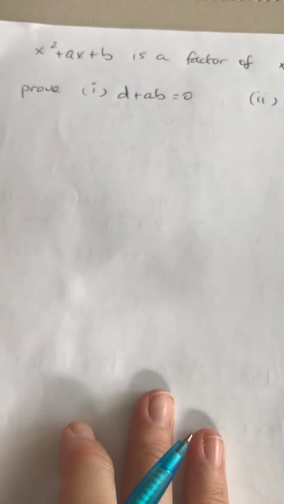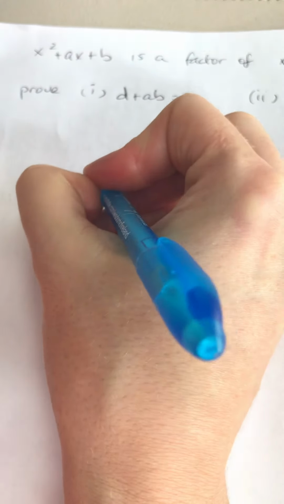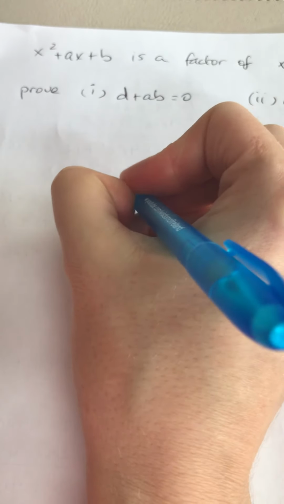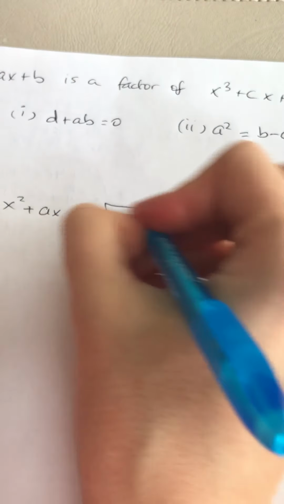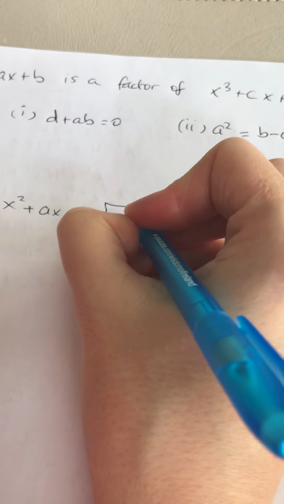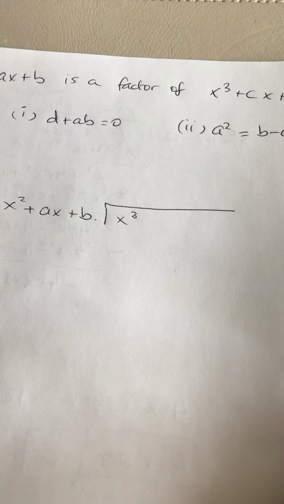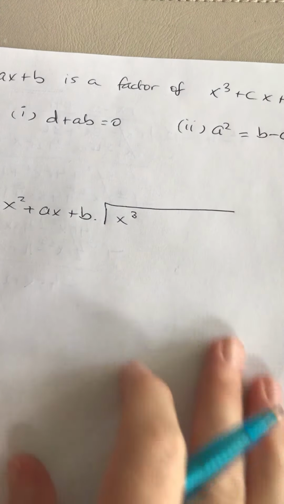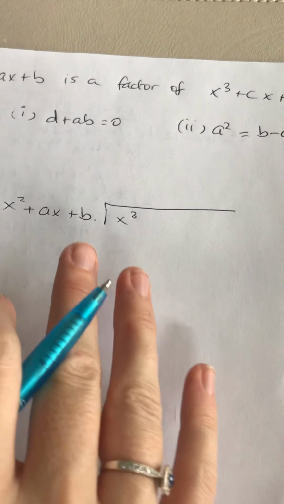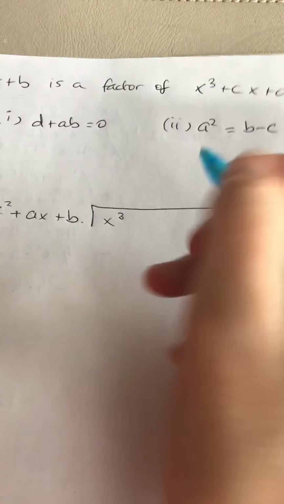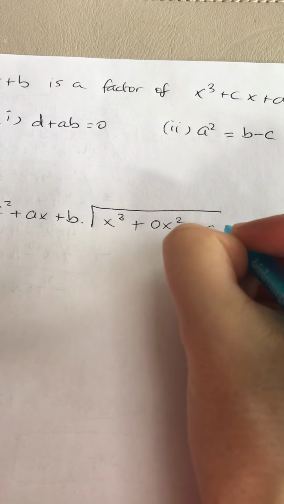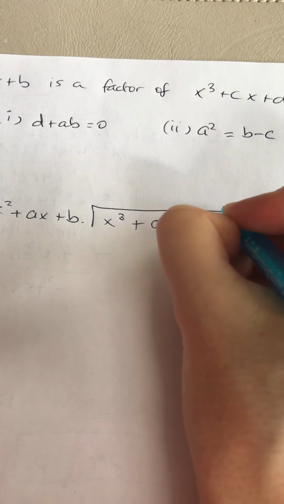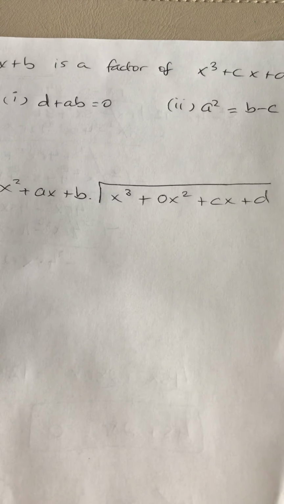So they're pushing me into the fact that they obviously want to check that my long division, if I do it carefully enough, I should be able to work it out. Now I'm going to put a 0x squared there. You don't have to. Just going to make it look just a little bit more familiar to myself.